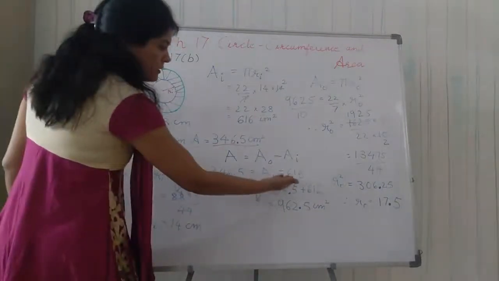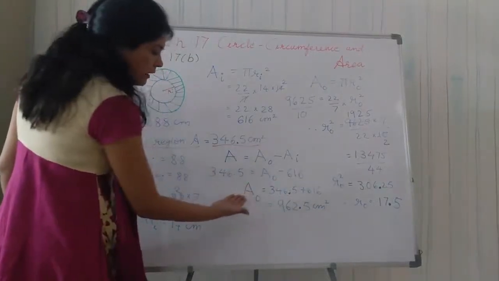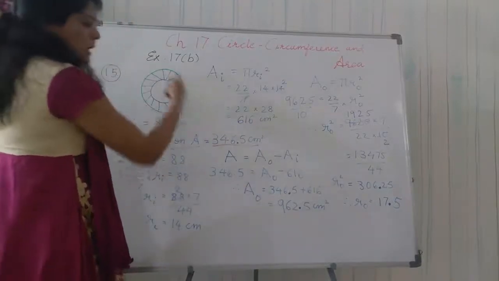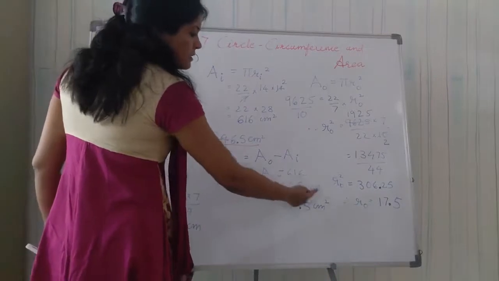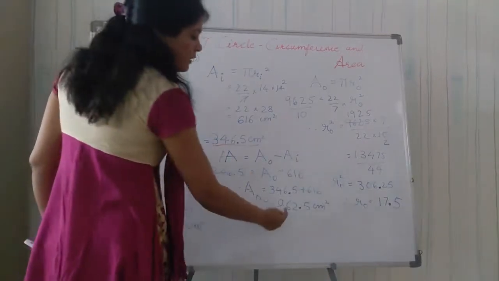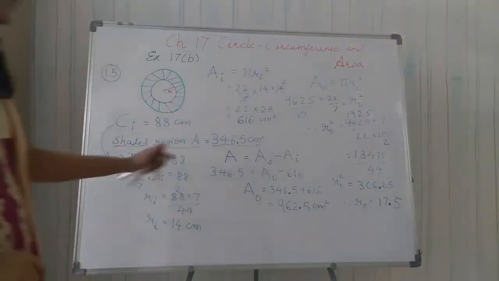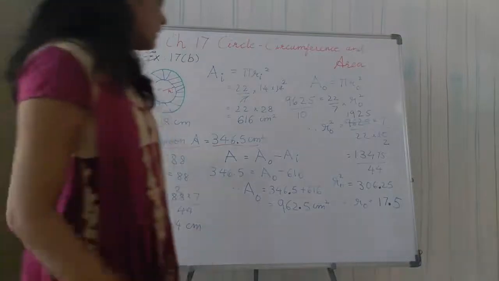Now, I take this 616 on other side, it becomes plus. So, I get area outer, or you can say outer area of the circle, by adding 346.5 and 616 as 962.5 centimeter square. So, once we get this outer area, we can find out outer radius also.